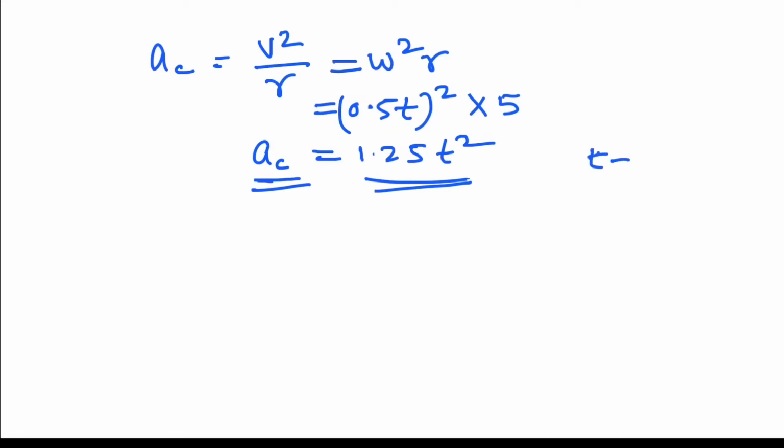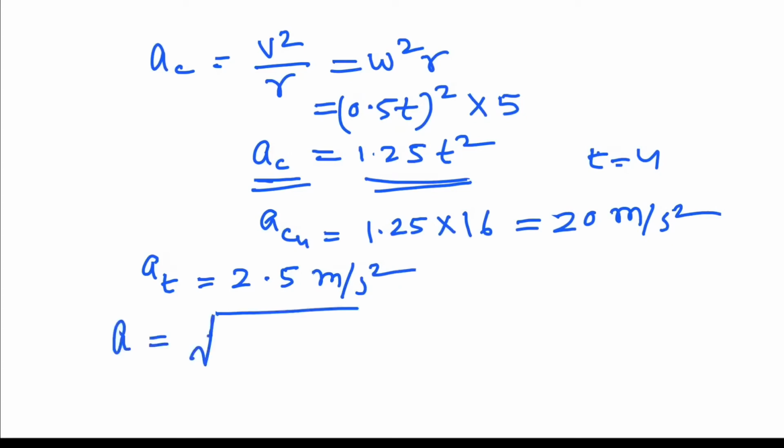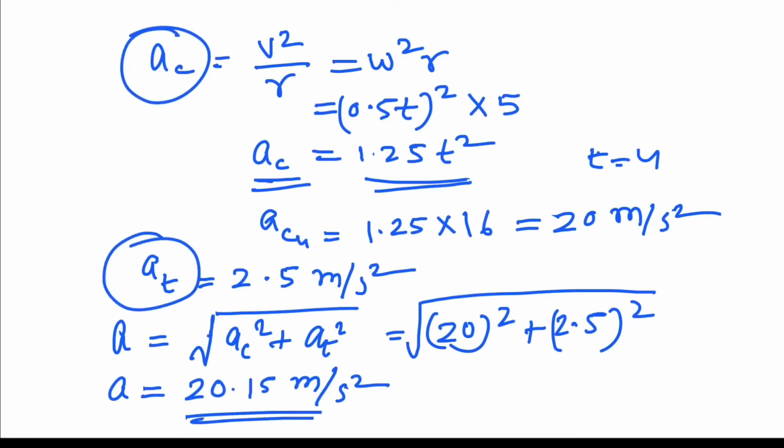So at time t equal to 4 seconds, the acceleration AC4 is equal to 1.25 multiplied by 4 square, means 16, and that is equal to 20 meter per second square. We already know that the tangential acceleration is 2.5 meter per second square. Acceleration A magnitude is given by the square root of AC square plus AT square, which is equal to the square root of 20 square plus 2.5 whole square. And the magnitude of this net acceleration is 20.15 meter per second square. So if we know the centripetal acceleration and tangential acceleration, we can find out the net acceleration.